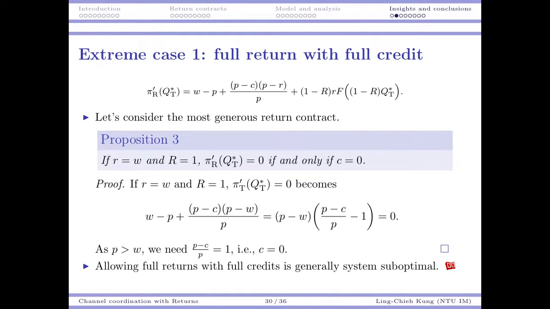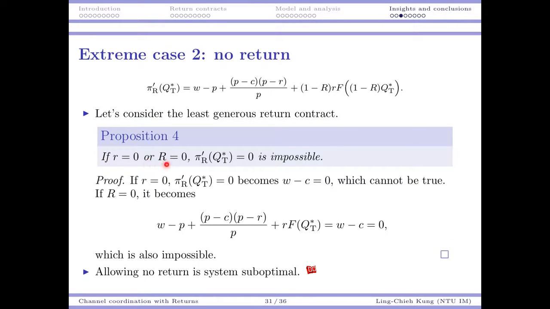Okay, and then it tells us that if we are allowing full returns with full credits, then in general it is system suboptimal. Okay, if we are so generous like this, what will you do as a retailer? You will order as much as possible, and the order quantity will be larger than Q_T star.